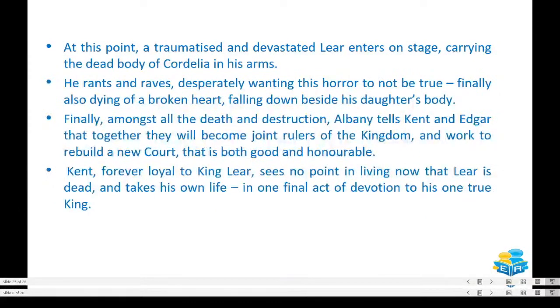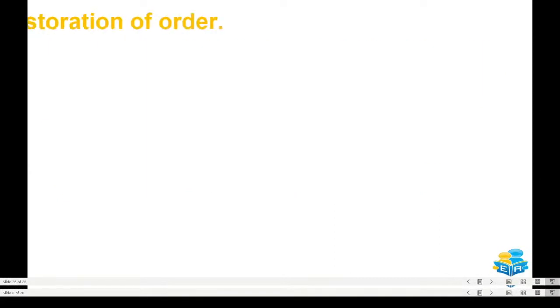So amongst all the death and destruction, Albany tells Kent and Edgar that together the three of them will become joint rulers of the kingdom and work to rebuild a new court. However, Kent, because it's a Shakespeare tragedy and we have to get in as many deaths as we can, being forever loyal to Lear, sees no point in living now that Lear is dead, and takes his own life in one final act of devotion to his one true king.